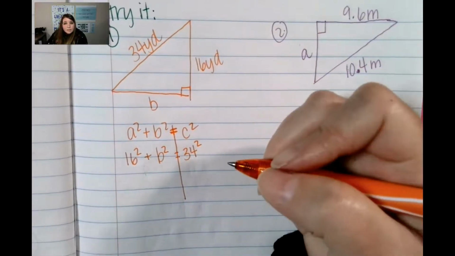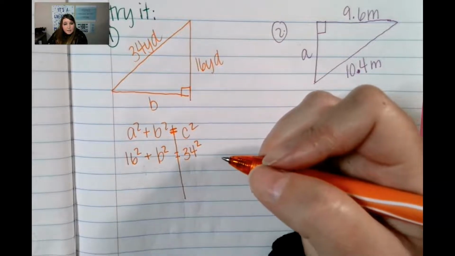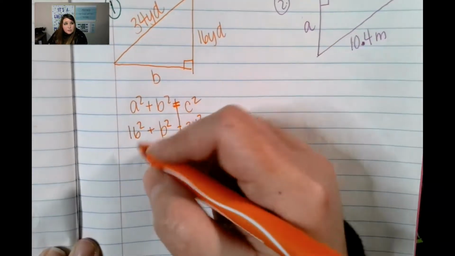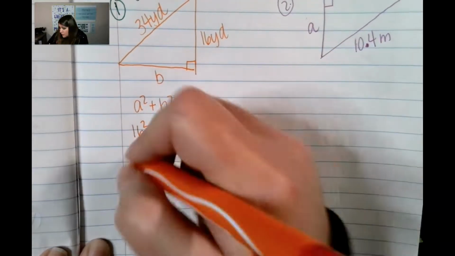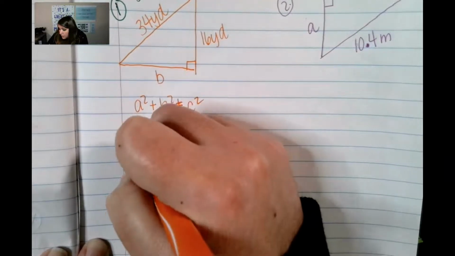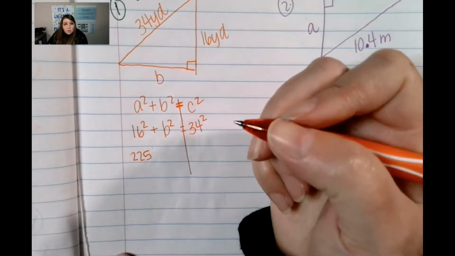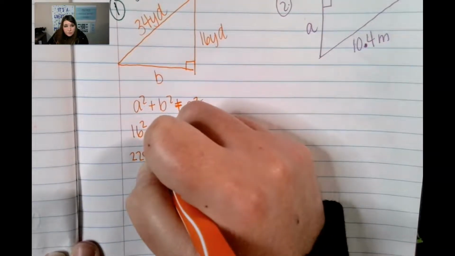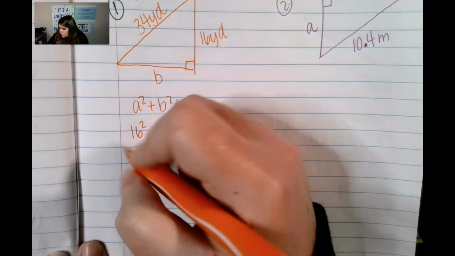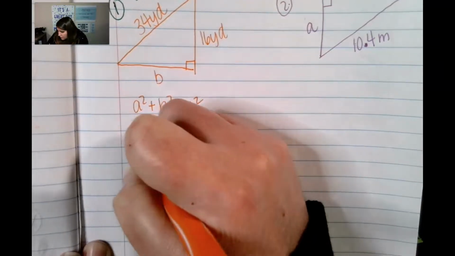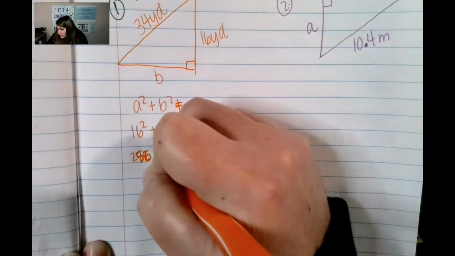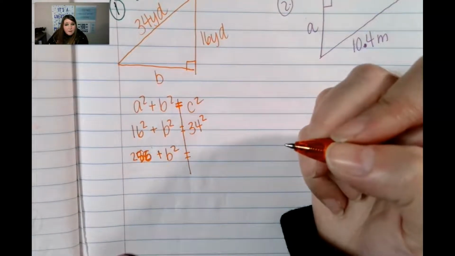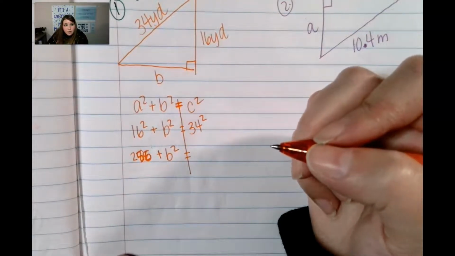Okay, next thing that we are going to look at is what happens when we square these. So 16 times 16 is going to give us 225. Again, you can use the little calculator tool to help you with that. No, it's not. It's 256. My apologies, I read my calculator wrong. Plus b squared. And then we have 34 squared.